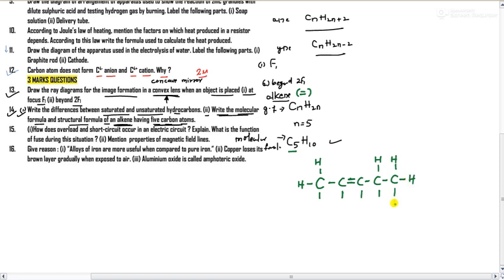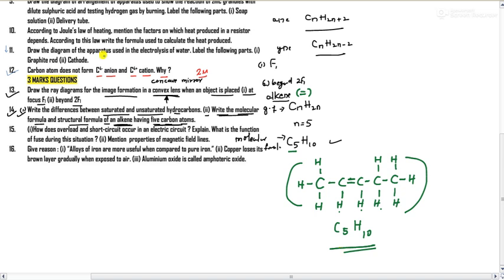So this is the structure of the alkene with 5 carbon atoms. You can count: we have 5 carbons and hydrogens, 3 here, 3 here, 6 7 8 9 10. This is the answer. Got it, guys? Do you have any doubt? No, sir.